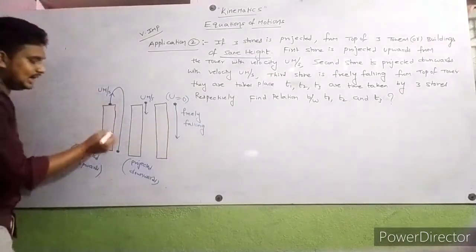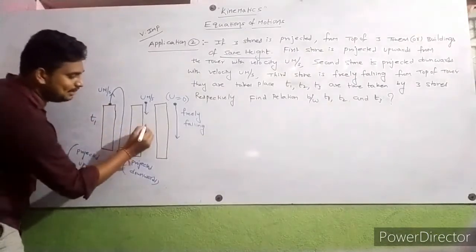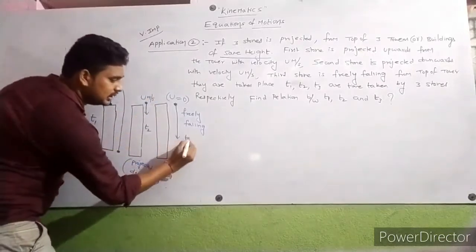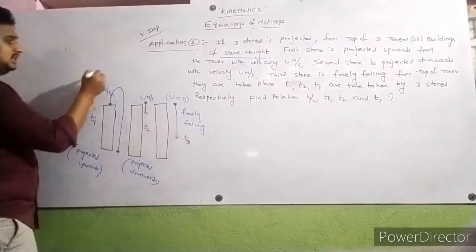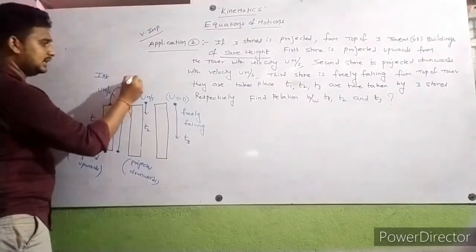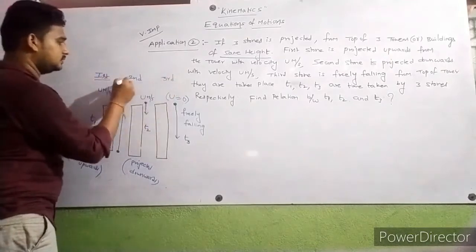Here, the time taken to reach the ground is t1. In the second case, the time taken to reach the ground is t2. In the third case, the time taken to reach the ground is t3. This is the first case, this is the second case, this is the third case.